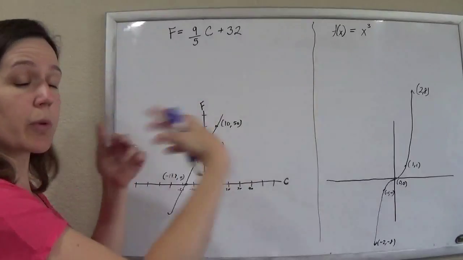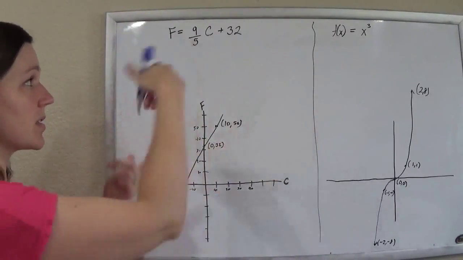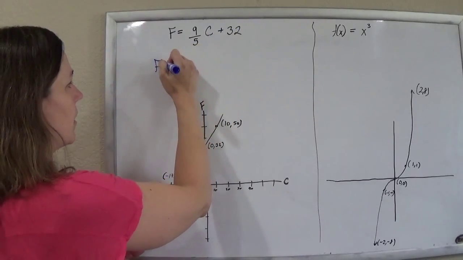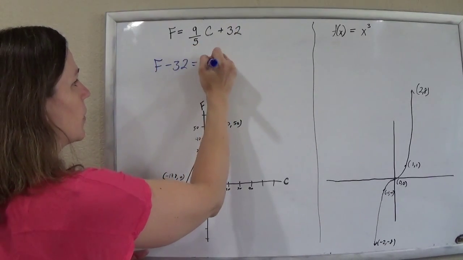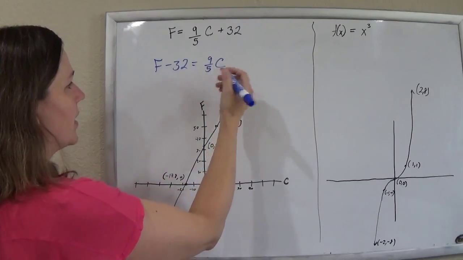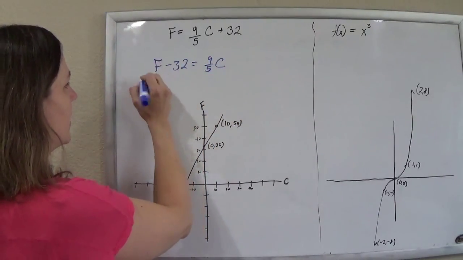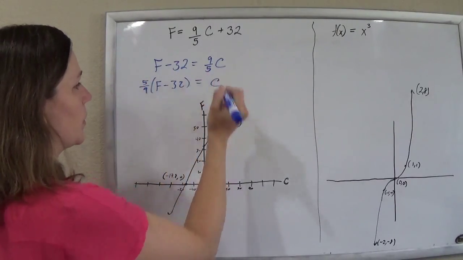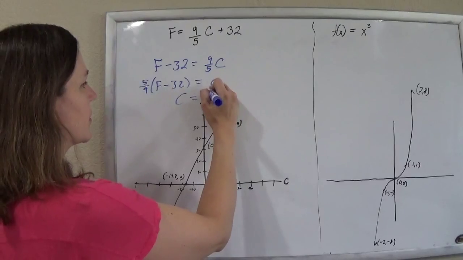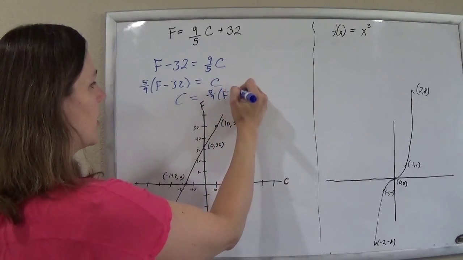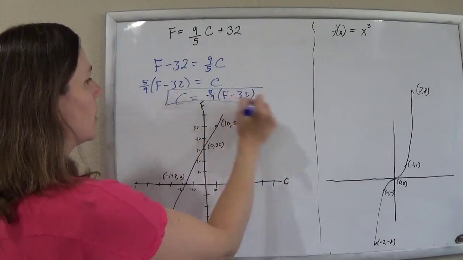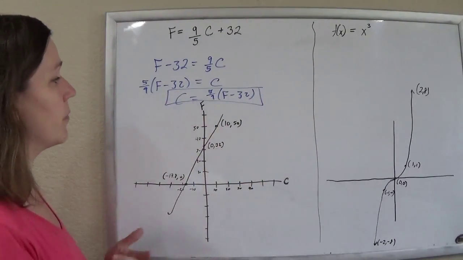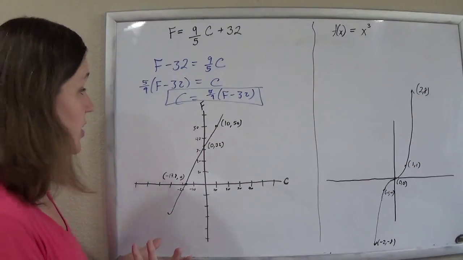Well, you could use your algebra every time to find it, or you could just solve for C. If you solve for C, you get F minus 32 equals 9/5 times C. And then if you multiply both sides by 5/9, F minus 32 will equal C. And so C equals 5/9 times F minus 32 is your inverse function. And so now, given F, you can find C and just go backwards.